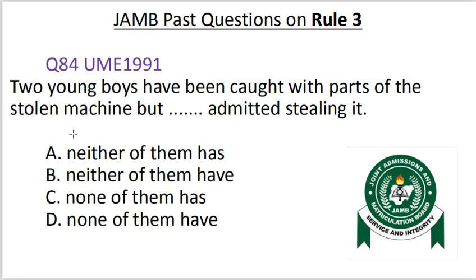This is question 84, UME 1991. Two young boys have been caught with parts of the stolen machine, but dash admitted stealing it. A. Neither of them has. B. Neither of them have. C. None of them has. D. None of them have.